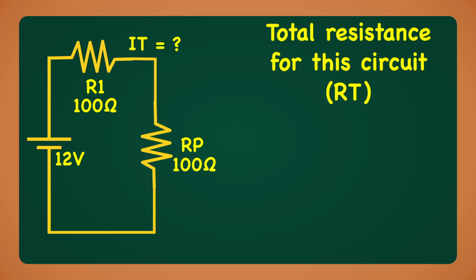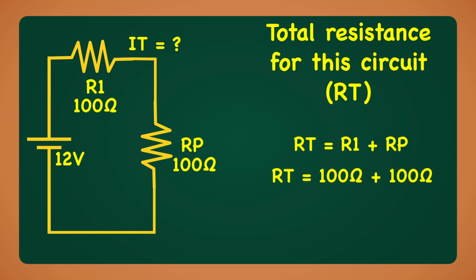Since these 2 resistors are in series, we simply add their resistances together. RT equals R1 plus Rp. RT equals 100 ohms plus 100 ohms. RT equals 200 ohms. Therefore, the total resistance of the circuit is 200 ohms.